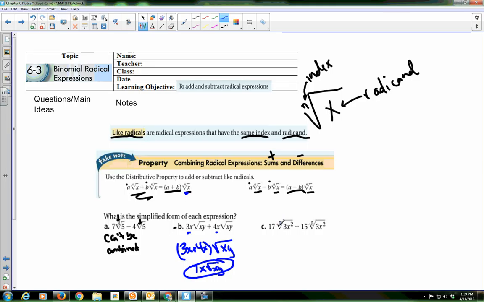And then let's look at this one. This is the difference one. It matches this guy. So in this scenario, A is 17 and B is 15. 17 minus 15 is 2. And I have still this 3x squared underneath the fifth root.